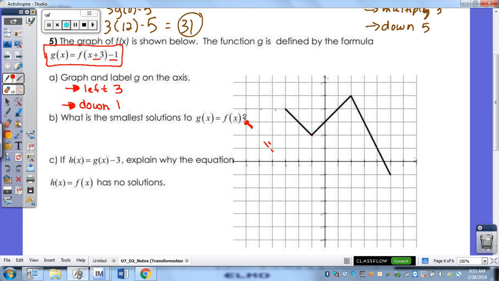And then I can connect those 2. And there's that first piece, our straight line piece. So I'm going to go to this piece, 1, 2, 3, down 1. And then I'll connect that. And then this one down over 3, down 1. That's our g of x function. Took the f, moved it 3 to the left, and then down 1.